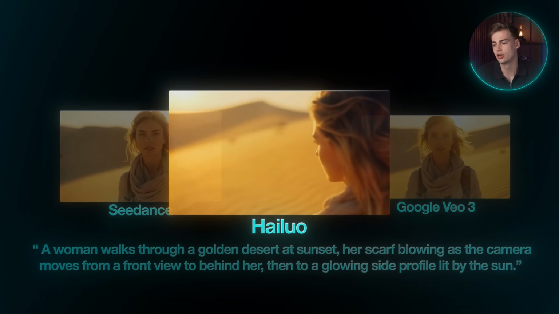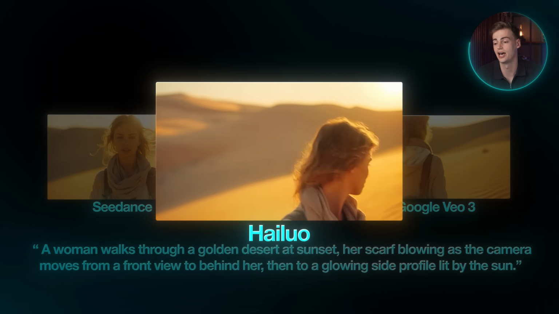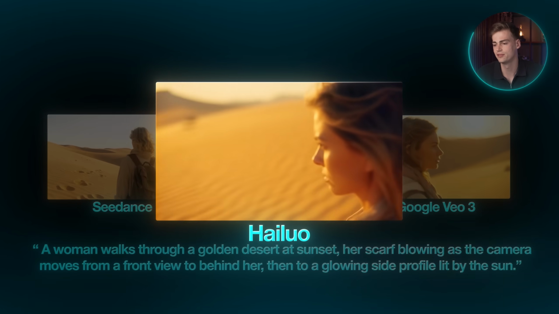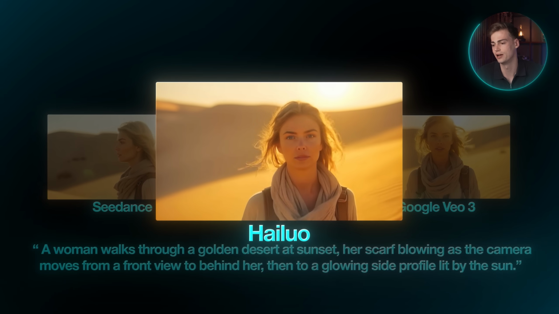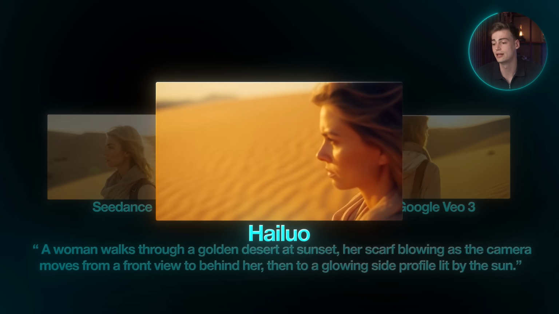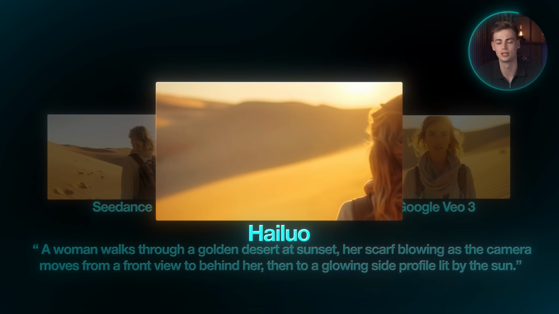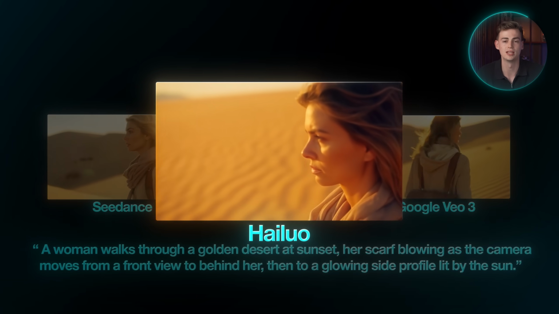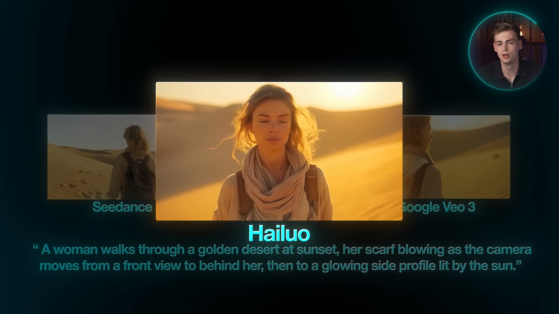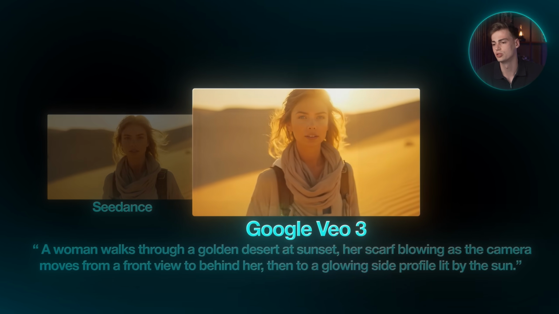For Hailuo, it starts off with the woman walking with more motion, which I like because it's realistic. However, I feel like the result was cleverly funny because it just made the girl turn around to see her back view, which is still following the prompt but not what I had in mind. Then it did a smooth transition to the side profile with sunlight beaming on her face, which followed the prompt. It also did not do a good job at her scarf blowing, but overall this is also a really good result. Let's see how Google Veo 3 compares.